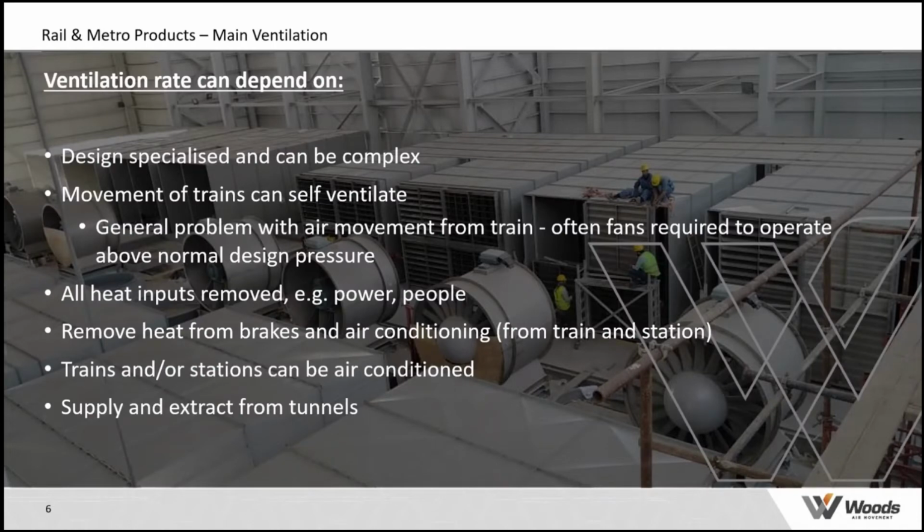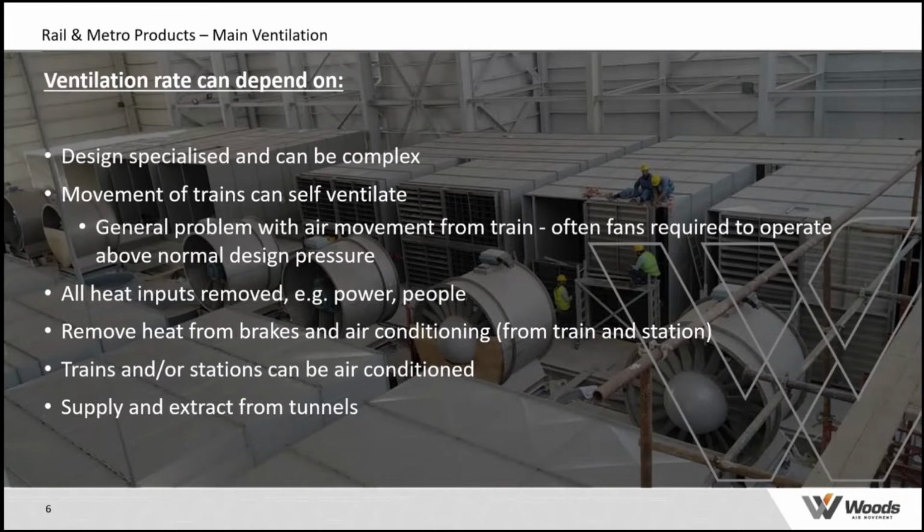So looking at rail and metro projects, this is just a bit of an overview of some of the design issues that have to be taken into account. So for metros, it is relatively specialised design, and it can be quite complex, mainly because you've got a number of underground structures that are interconnected at a number of different locations, and potentially there are lots of different scenarios about what the trains are doing. So where the trains are, whether they're stationary or moving, whether there's one or two trains, the direction of movement. So it can build up quite a bit of complexity in terms of the number of different scenarios that have to be considered.